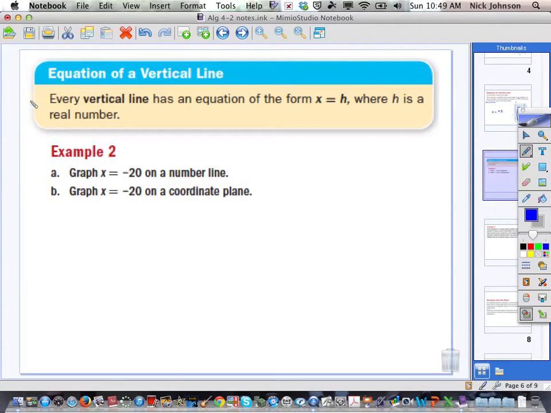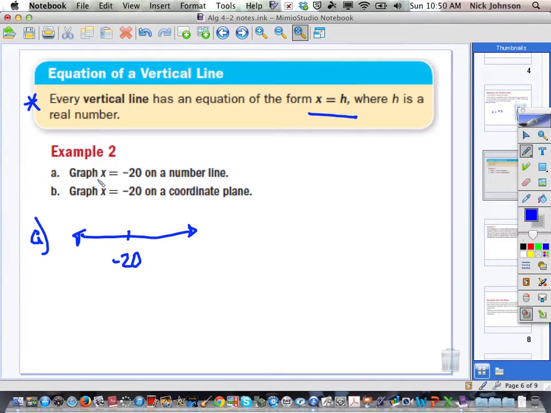The equation of a vertical line says every vertical line has an equation of the form x equals h. So you know it starts with x equals. You just have to find out where the h is of the real number. Example 2 says, A, graph x equals negative 20 on a number line. B says graph x equals negative 20 on a coordinate plane. So let's do A real quick. Here's our number line. Our point of interest is negative 20.